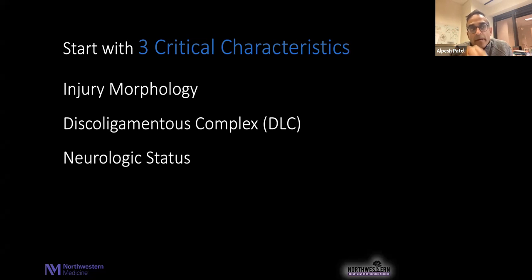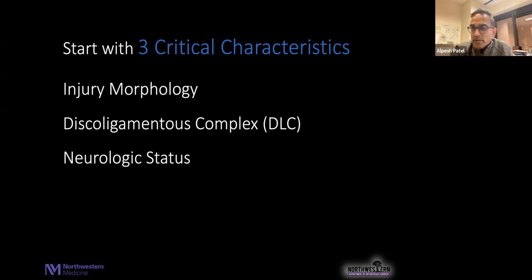But I think the real benefit of these newer classification systems for subaxial injuries, back to this concept of common language and common frameworks, is that they break subaxial injuries up into three critical characteristics. One is the injury morphology. Second is the integrity of the disc and the supporting ligaments, the disco-ligamentous complex. And the third is the neurological status of the patient. These are the three critical factors in determining stability and instability, and then determining what our management is going to be.